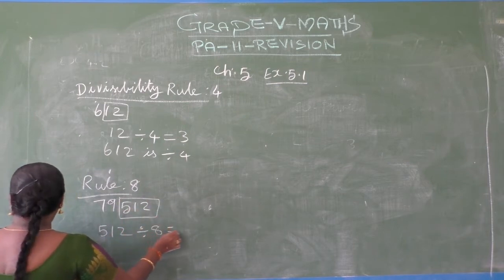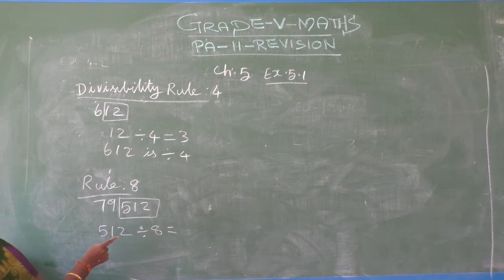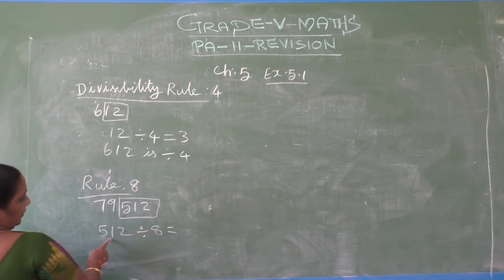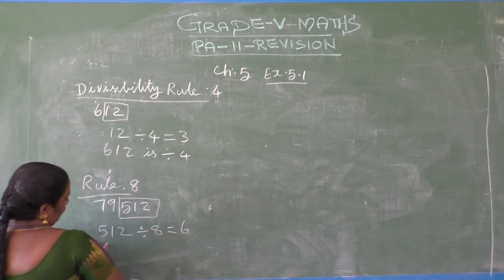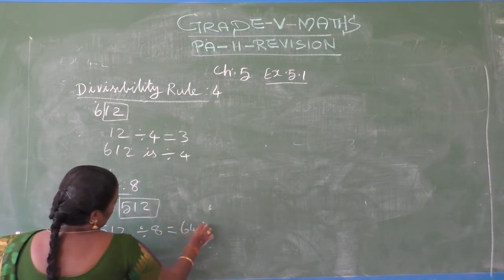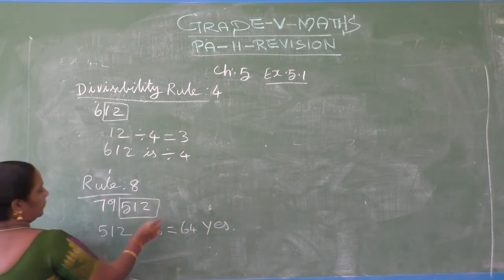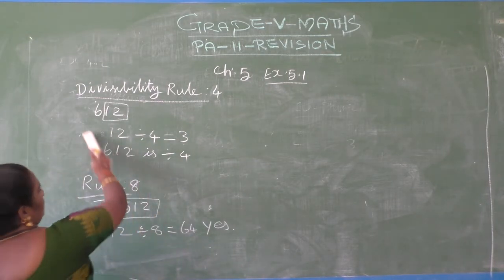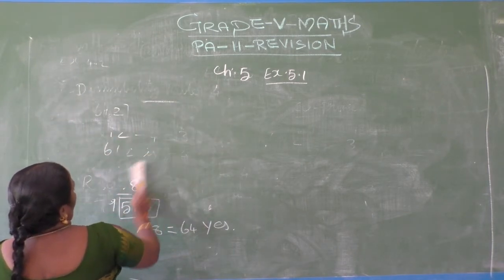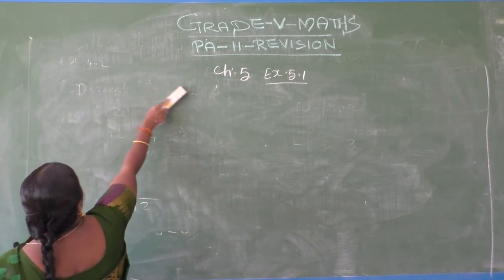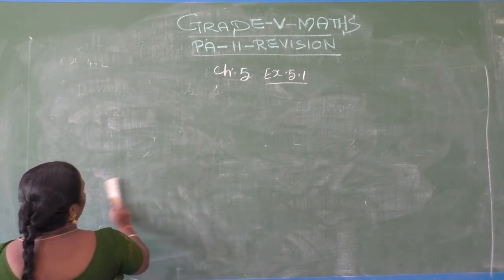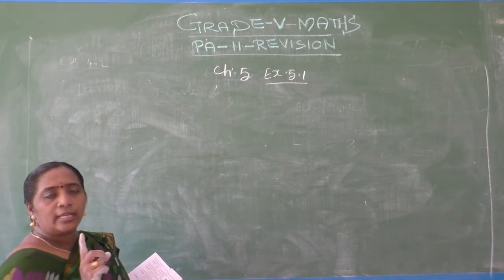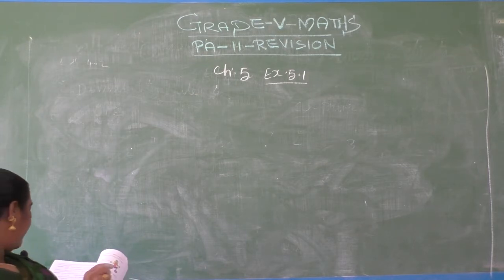Okay, so how many times will it come? 5 8s are 40, 6 8s are 48, so 48, remaining 3, 4 8s are 32. Yes, that means this whole number will be divisible by 8. Okay. Then 10. What is the rule for 10? 10 means in your ones place you have zero only. If you have 0 in your ones place, then that number will be divisible by 10.